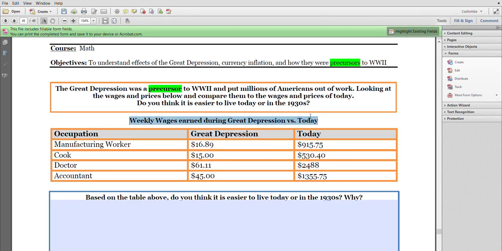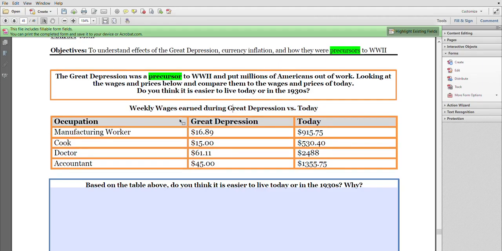Weekly wages earned during the Great Depression versus today. Occupation: manufacturing worker, cook, doctor, and accountant. And you can see in the Great Depression, a manufacturing worker would take home $16.89 a week, whereas today they take home $915.75. Cook, same idea, $15 a week compared to $530.40 a week.